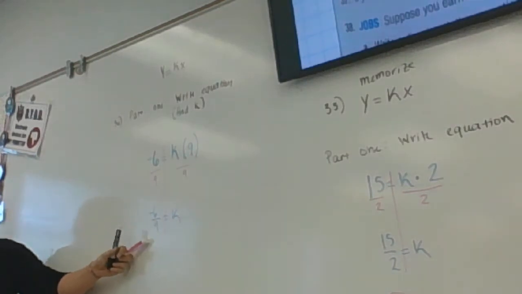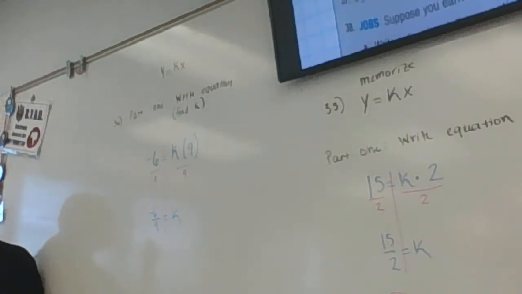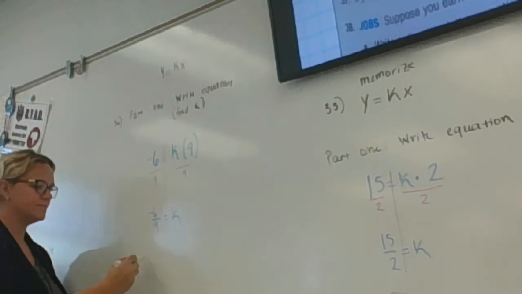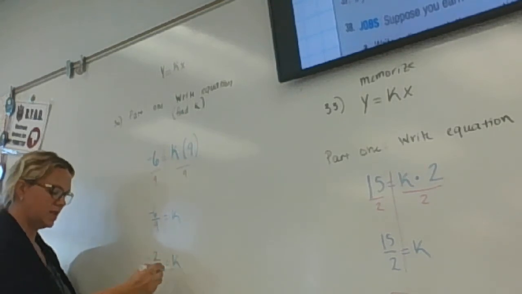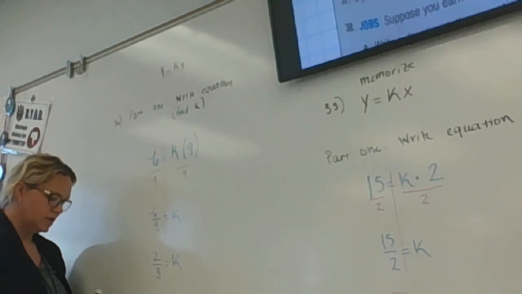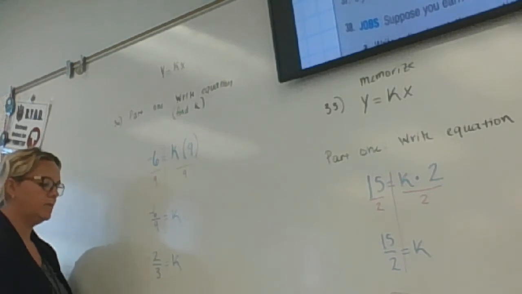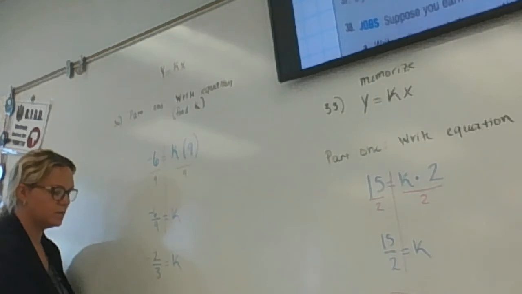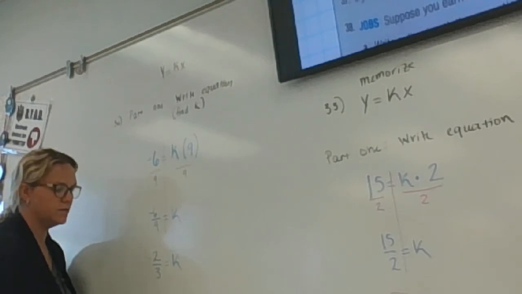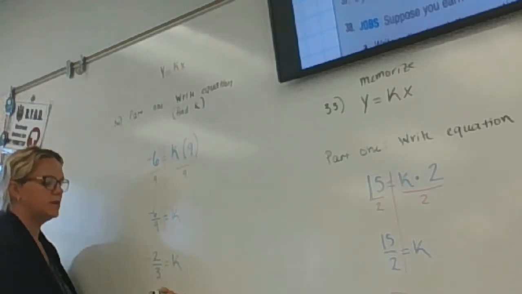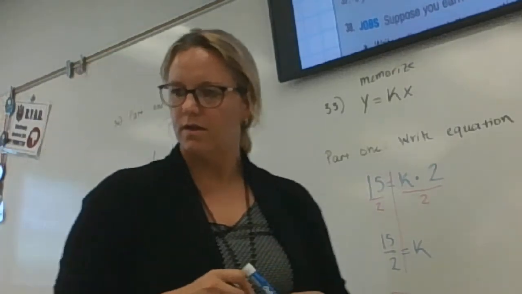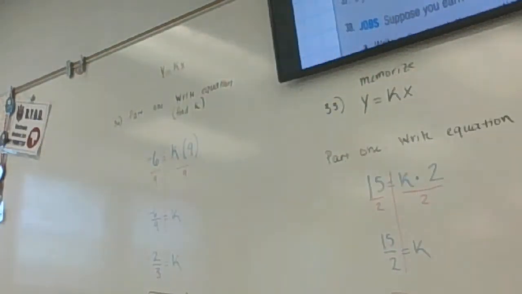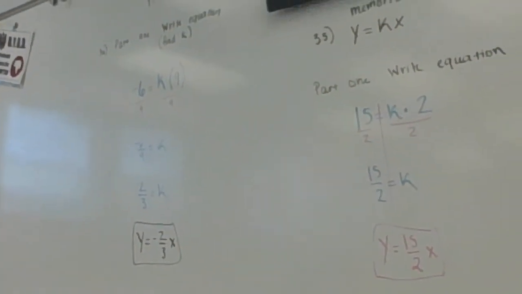But technically, 6 over 9 could be reduced. They both divide by 3. So our K value is -2 over 3. So our answer for part 1 is y equals -2 over 3x. You're solving for the rise over run. You got that? Nice. Good job.